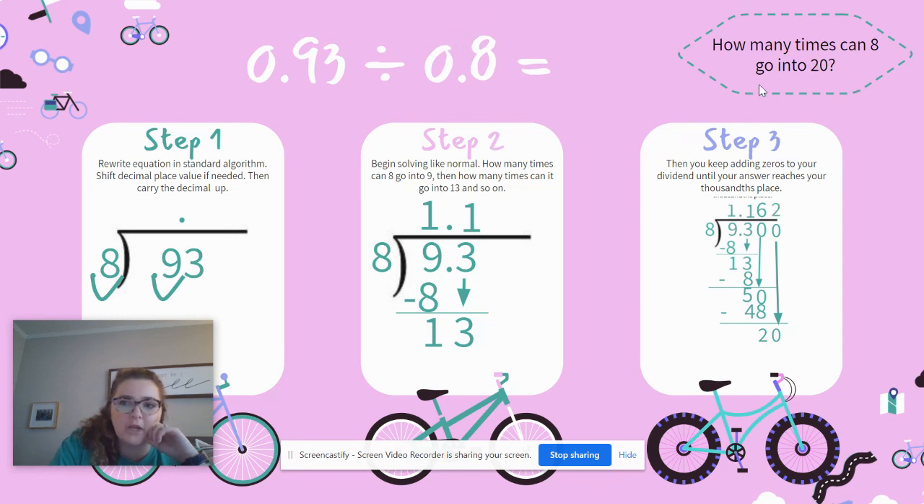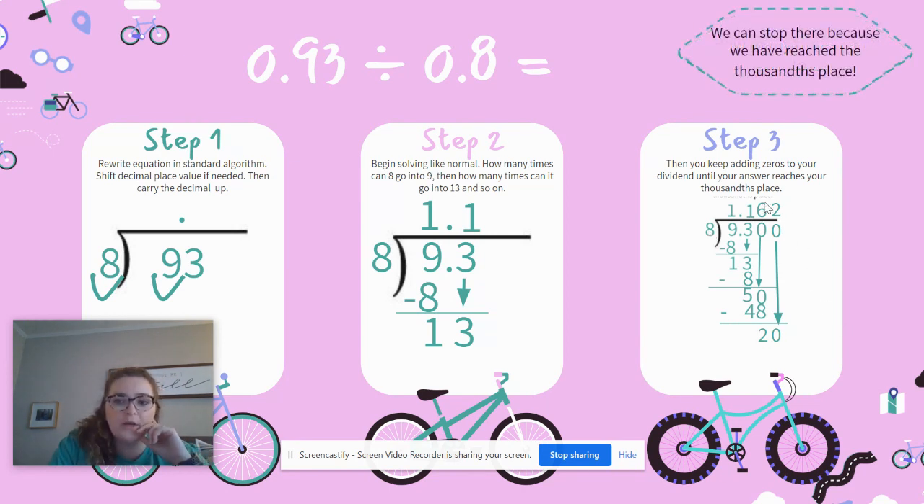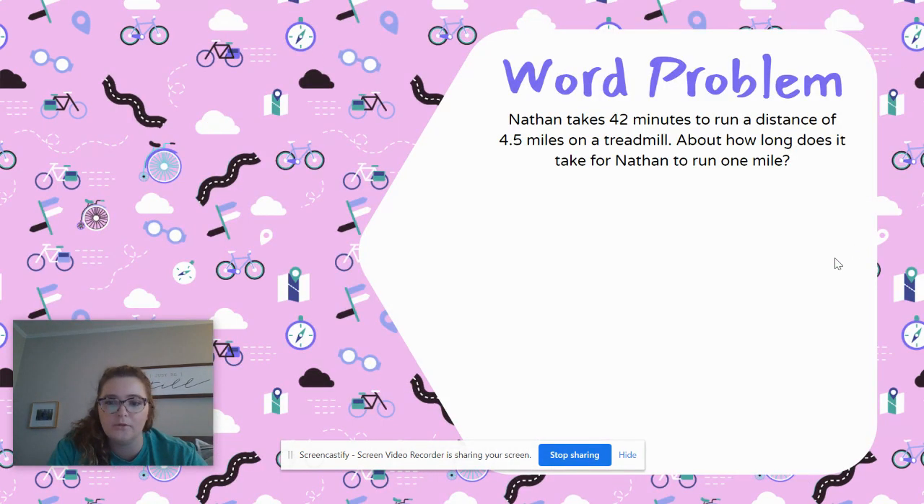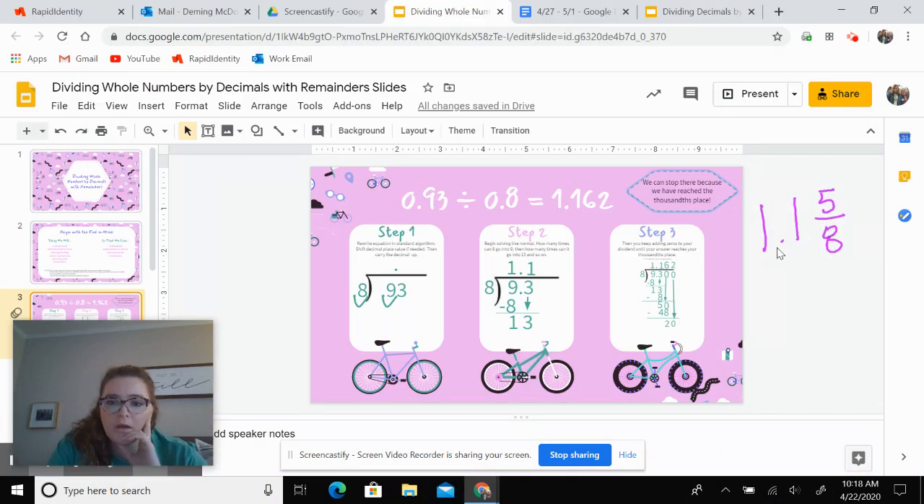And again, how many times can 8 go into 20? 2 times 8 is 16. All right. However, you notice I've reached my thousandths place, so I can actually stop there. Some of you might want to keep going just to see, hey, am I going to need to round this thousandths place up or not? If you kept going for this one, it's actually pretty interesting because it would end very, very soon. And I'm going to pop out of present mode and just show you that. Oh, sorry. Okay. So let's see if I can show you that real quick.